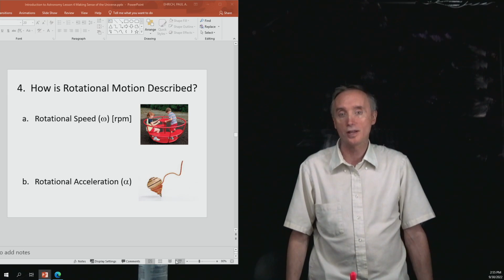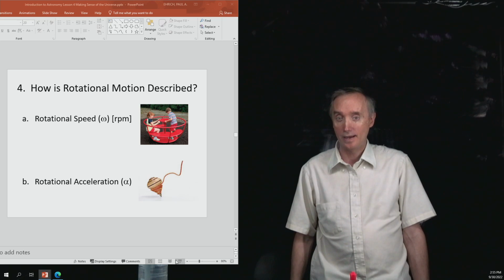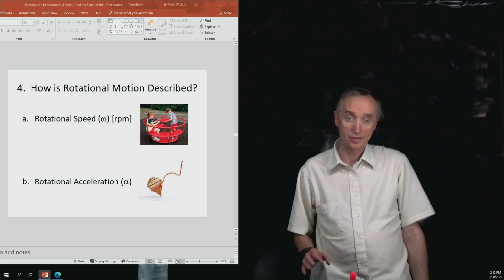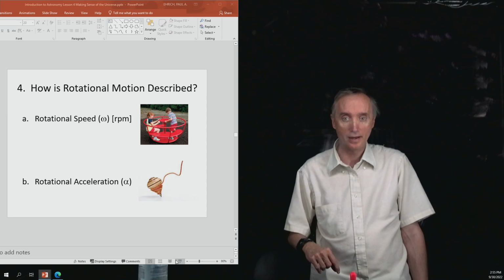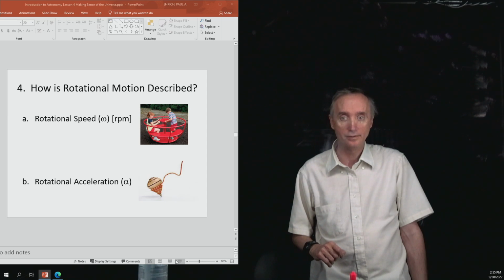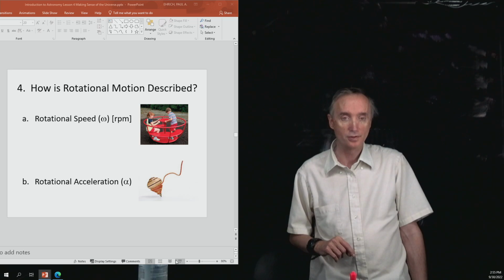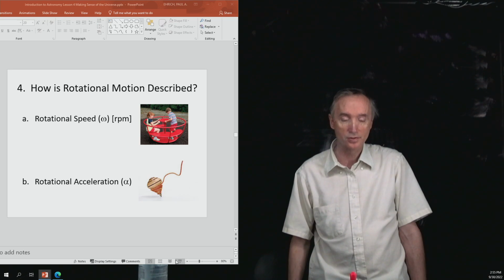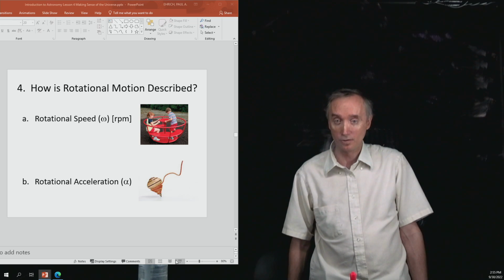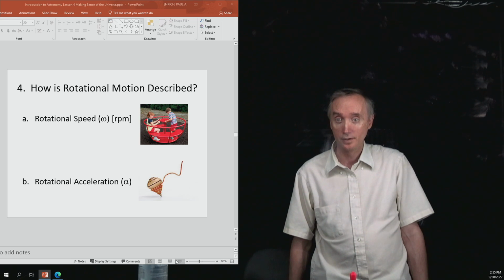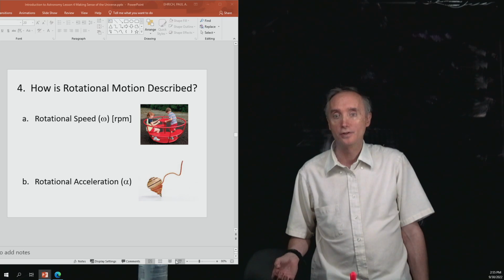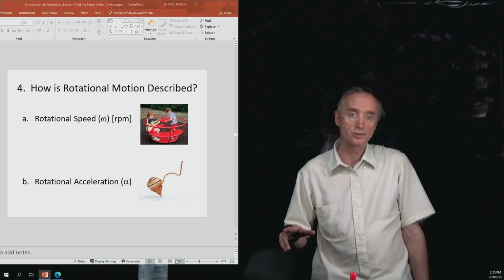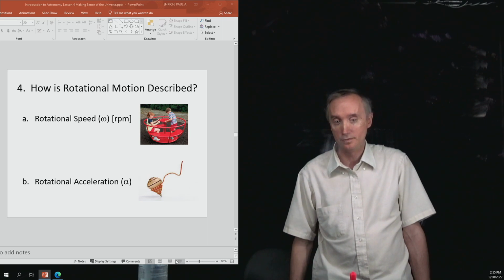There's also rotational acceleration. And just like linear acceleration was the letter A, rotational acceleration is the letter A, but it's a Greek letter A. And so it's alpha. So that's what that funny looking letter there is. So that's an alpha. And so a rotational acceleration would do what? It would cause the rotational speed to change, just like a linear acceleration causes linear speed to change.